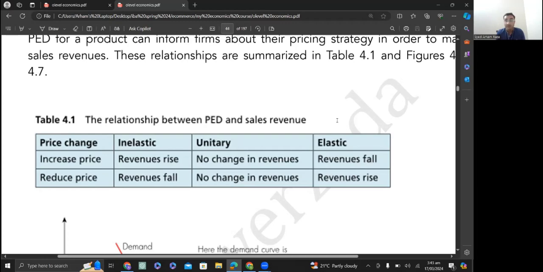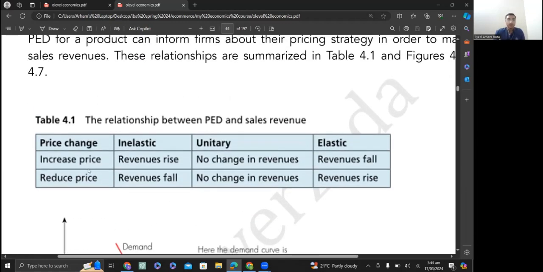Now if the product is elastic and you increase the price, the revenue for the suppliers will fall. The reason is that if you increase the price, your customers will quickly shift towards the competitors in the case of elastic goods, because elastic products have a high number of substitutes or competitors available. So your revenue will fall as your sales will decrease because customers are switching towards the competitors.